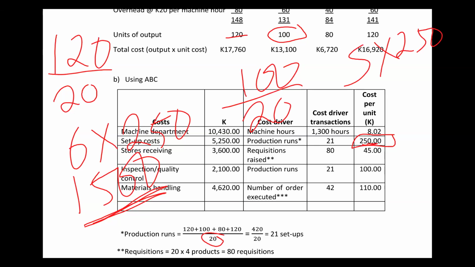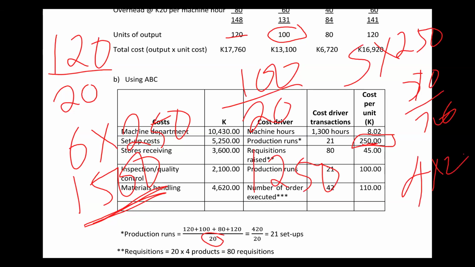Giving us 1,200, and 50 for product B. You do the same for product C. It will be 80 divided by 20, giving you 4. 4 times 250, I think this should give you 1,000.